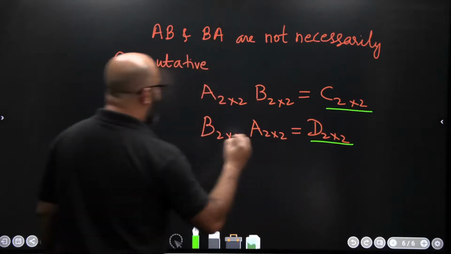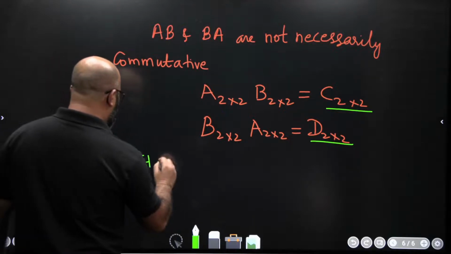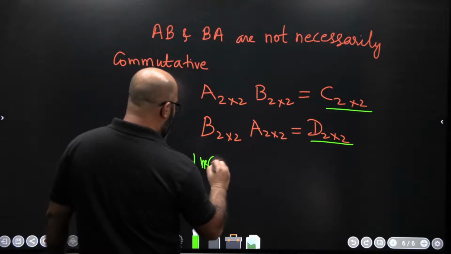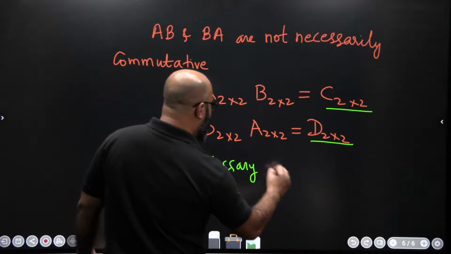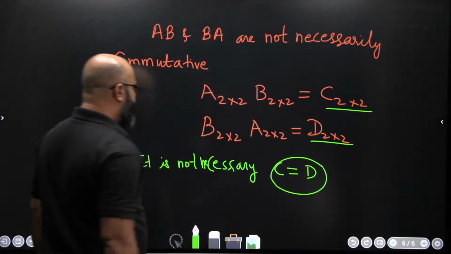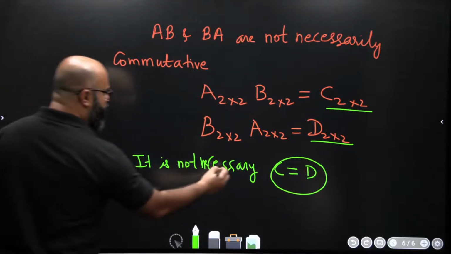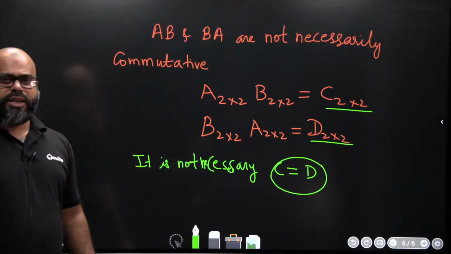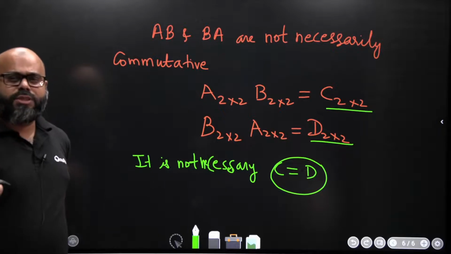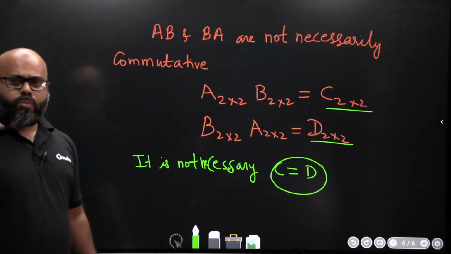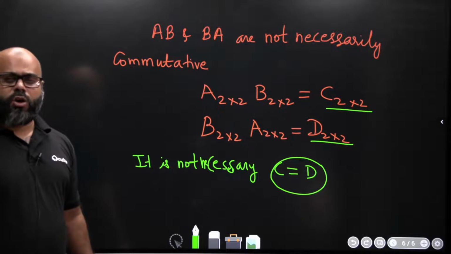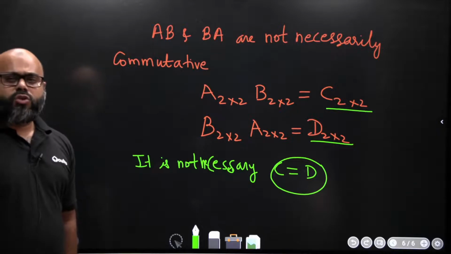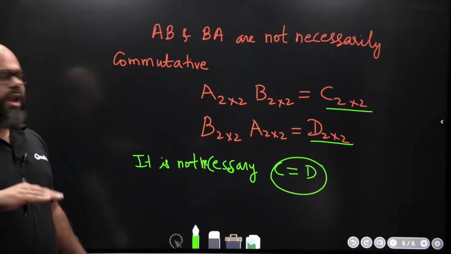Then also it is not necessary that C is equal to D. This is not necessary. It is not necessary that C is equal to D. So first thing, it is not definite that if A into B exists, then B into A also exists. Even though both exist, they may not have the same order. Even if both have the same order, they may not be commutative. So these are some of the things which, layer by layer, have to be clear.